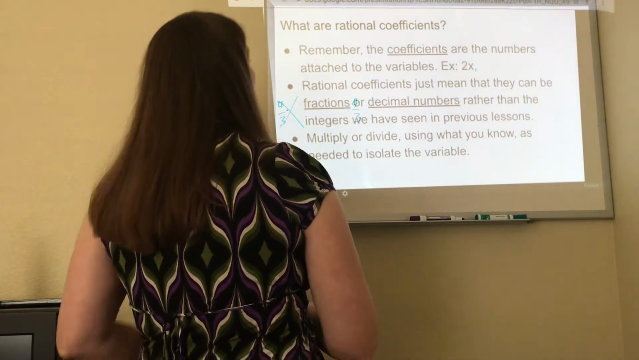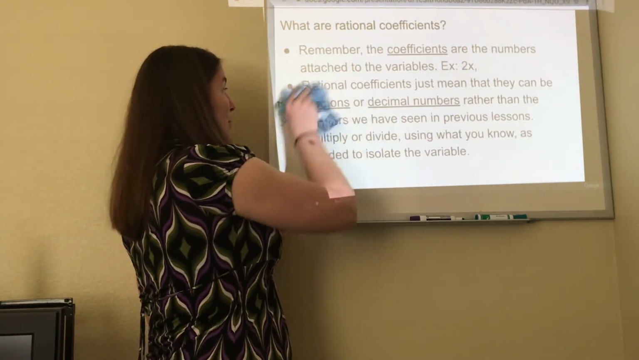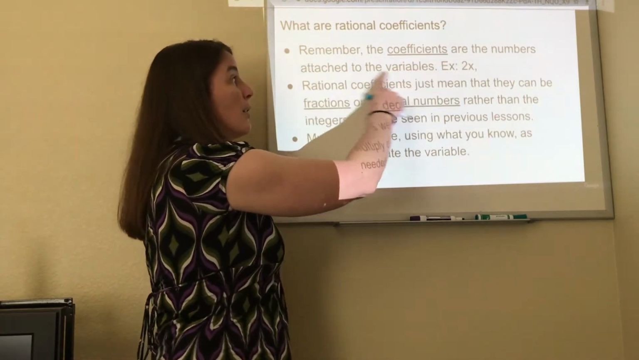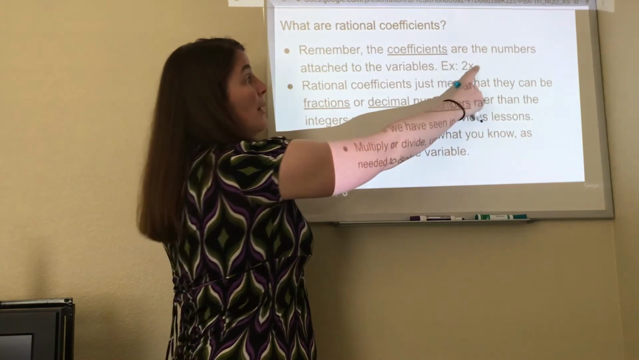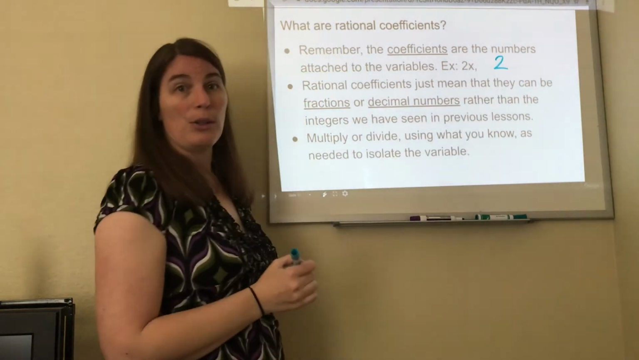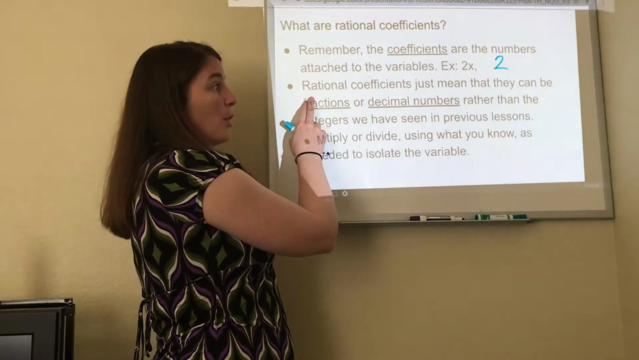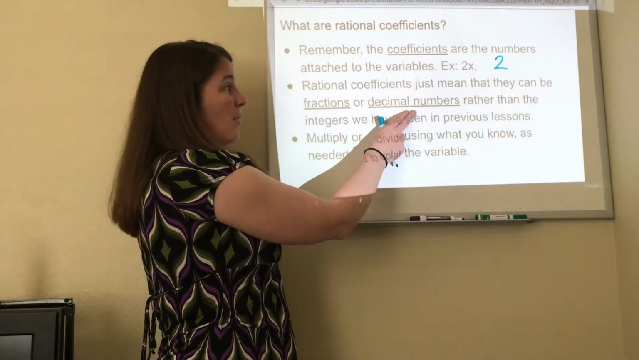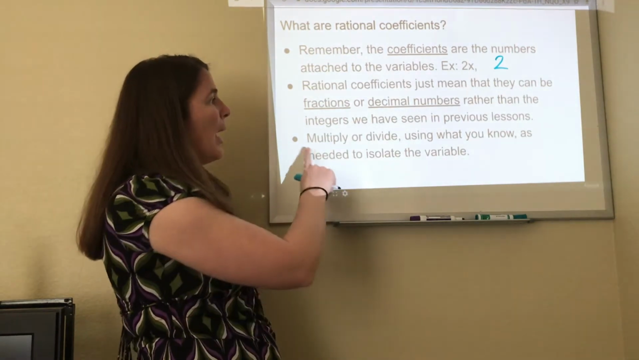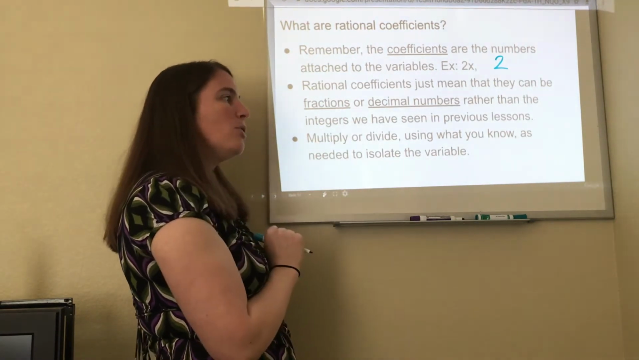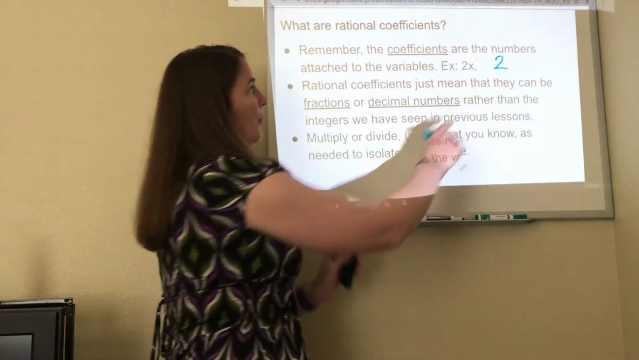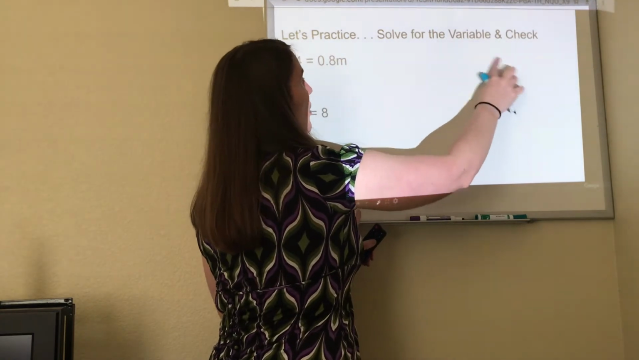So, what are rational coefficients? Let's go ahead and get into that. Remember that coefficients are the numbers that are attached to the variables. So, in this case, this 2x, the coefficient would just be the 2. Okay? Rational coefficients just mean they have fractions or decimals rather than the integers that we have been working on. And then last, multiply or divide using what you know as needed to isolate the variable. Okay, let's go on to our practice.